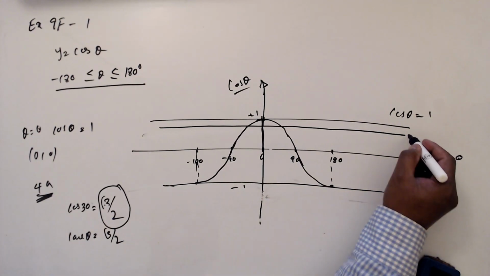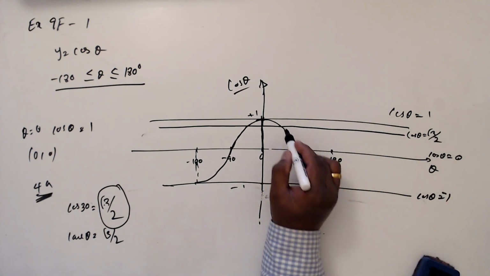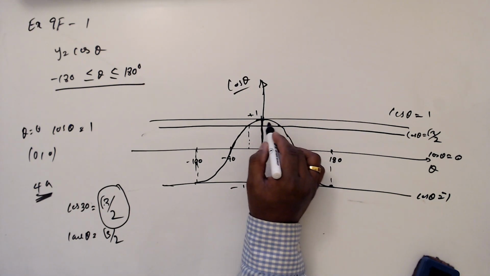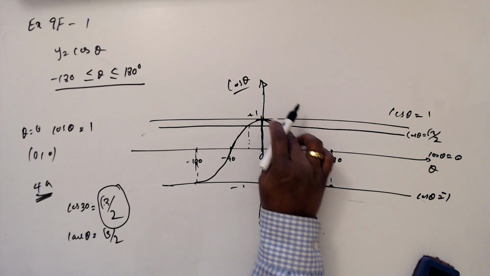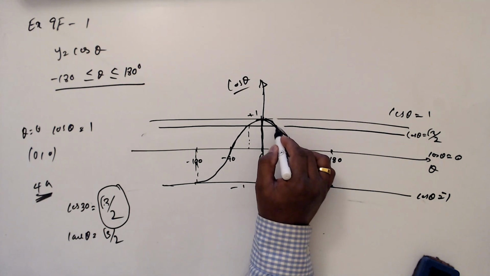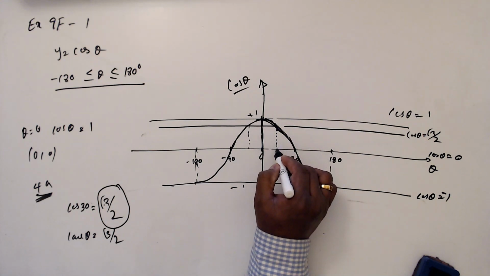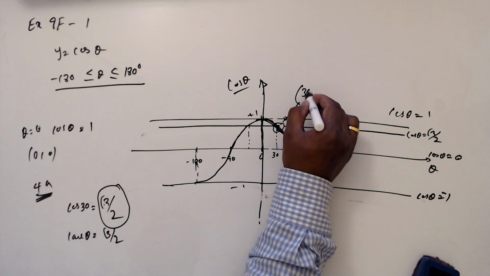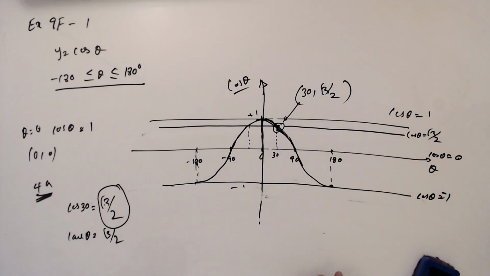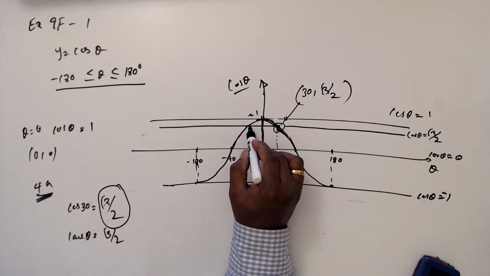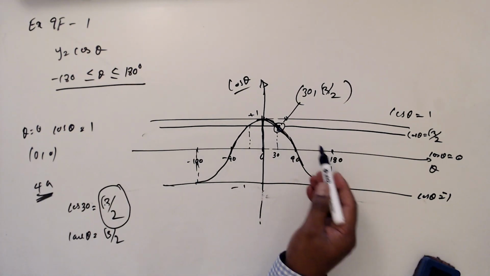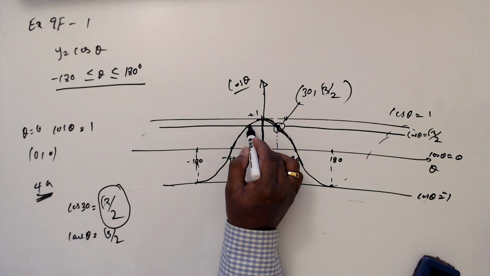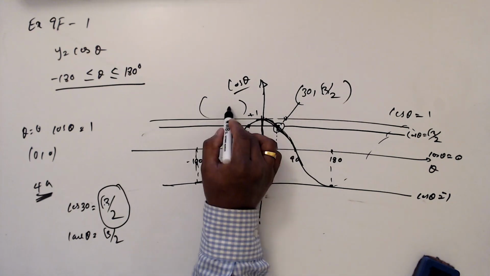Now what is this angle? We know this is 30. The coordinate of this point is 30, square root 3 over 2. Now we need to find the other value at this same height. We may get an infinite number of values if we continue like this, but we need only one. So I can come to here, where the y value is square root 3 over 2.